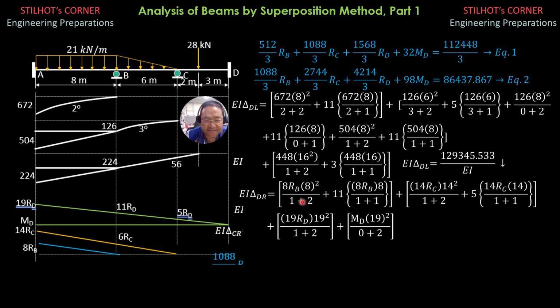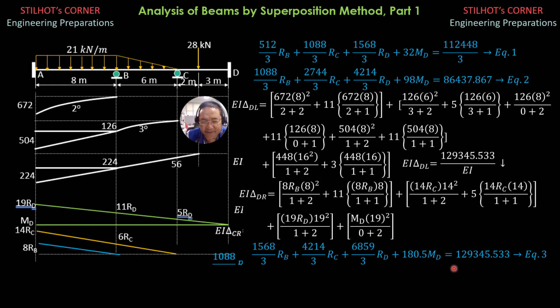So simplifying and equating to this value, so 1568 over 3 RB plus 4214 over 3 RC plus 6859 over 3 RD plus 180.5 MD equals 129,345.533 per EI. So the last equation, because there are 4 unknowns here, is due to theta at D, which is 0.